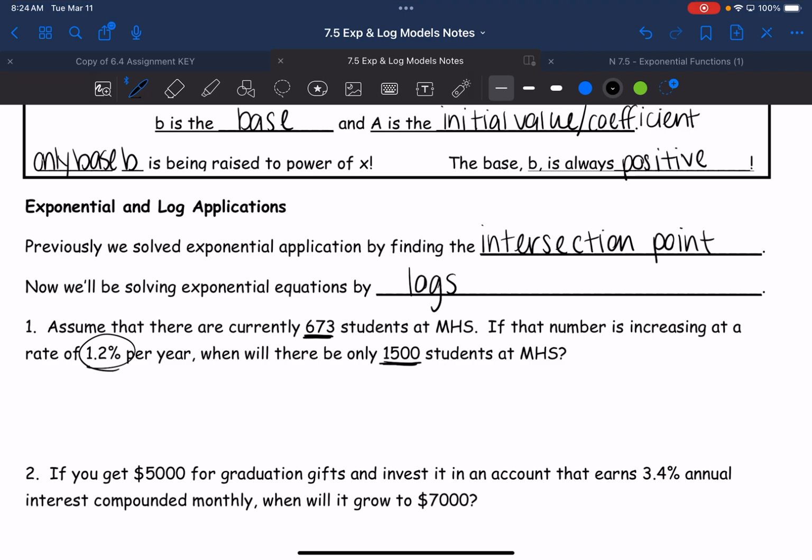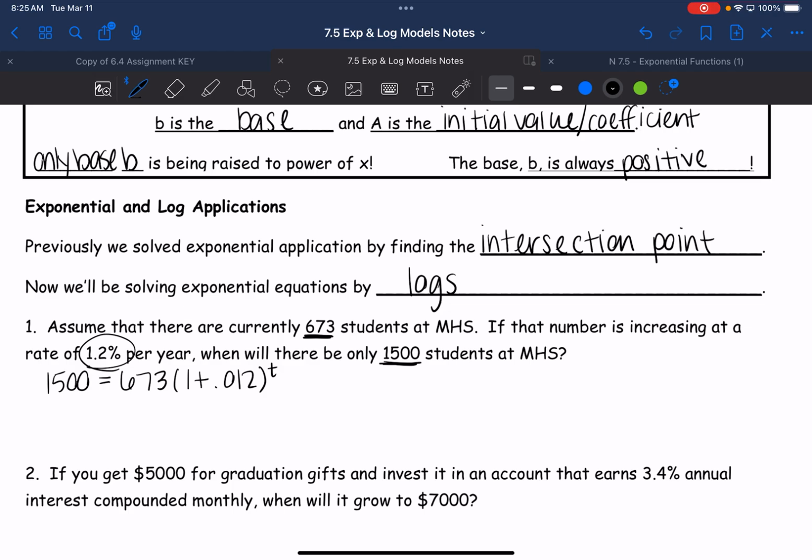So our initial is 673. Our outcome is the 1,500, right? So I would write that as 1,500 is equal to the initial 673. And we're increasing, right? So remember, that was growth. That's 1 plus our rate. And what was our rate? 1.2%, which is what as a decimal? All right, and then it's being raised to the amount of time it would take for that to happen, right? So we use t to represent time.